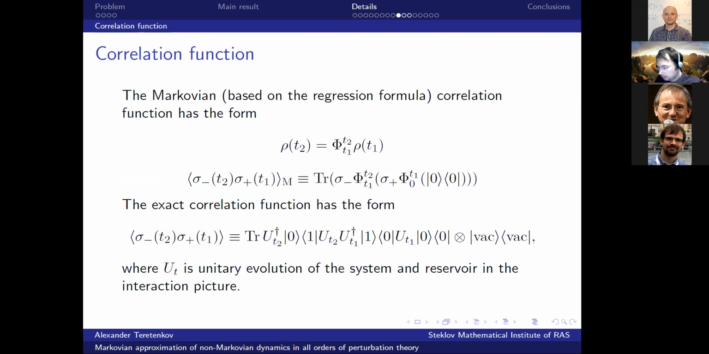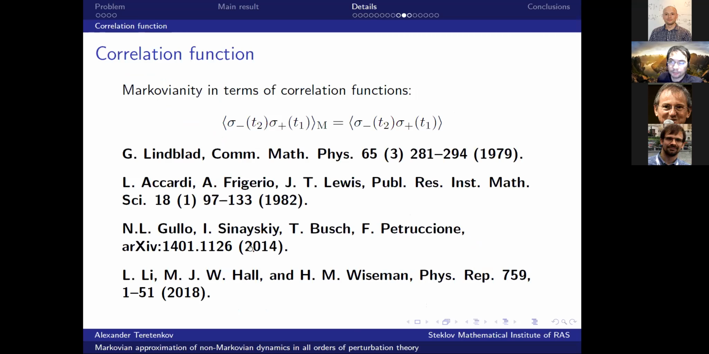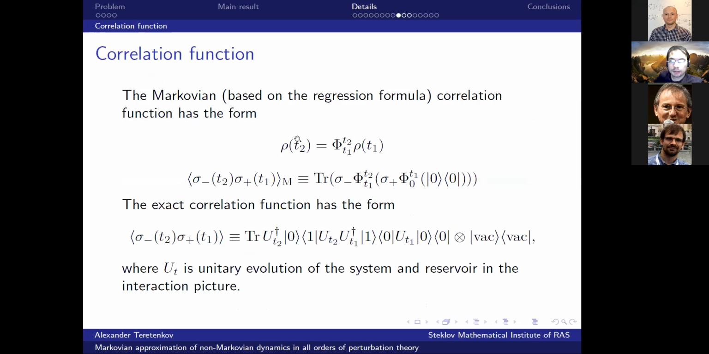what motivates me for this discussion is actually your work, your preprint on arXiv, where Markovianity is defined in terms of the coincidence of the Markovian correlation function defined by the regression formula, and the exact correlation function defined by the regression formula with unitary dynamics of both system and reservoir. It is possible to write exactly the formula of this form, but for unitary superoperators. Or it is possible to write it explicitly in this way for this case.